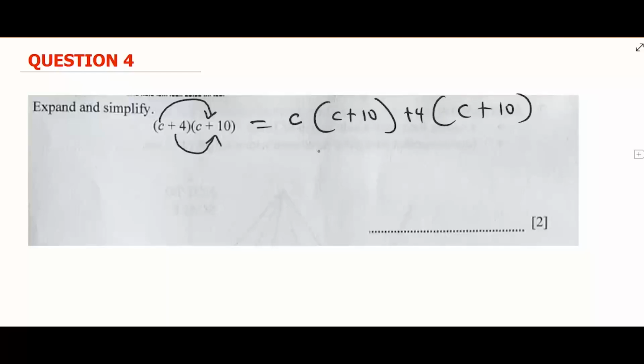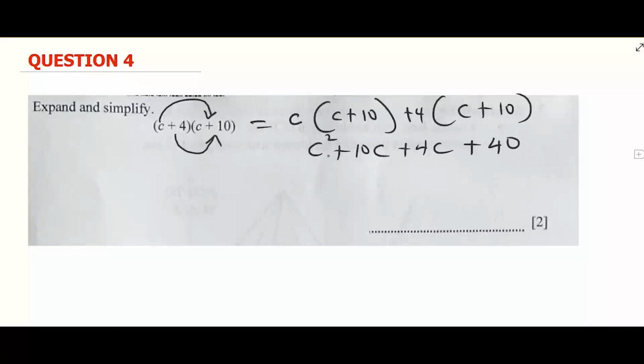So c times c, that will be c squared, plus c times 10, that will be 10c. So here plus 4 times c, that will be plus 4c. Then plus times plus is plus, then 4 times 10 is 40. So you have expanded the expression.